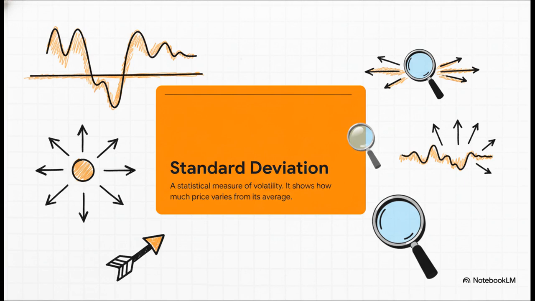Okay, next up, we need to get a read on the market's personality. Is it being calm and collected, or is it getting a little wild? Well, we measure that wildness, what traders call volatility, using a statistical tool called standard deviation. And hey, don't let the name scare you off. All it does is measure how far the price typically strays from its average. A small number means a calm market. A big number means, well, things are getting interesting.